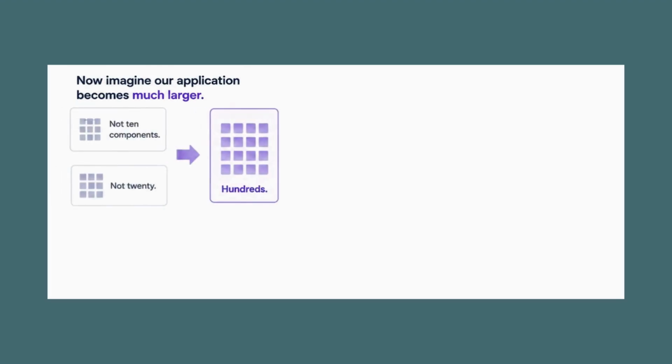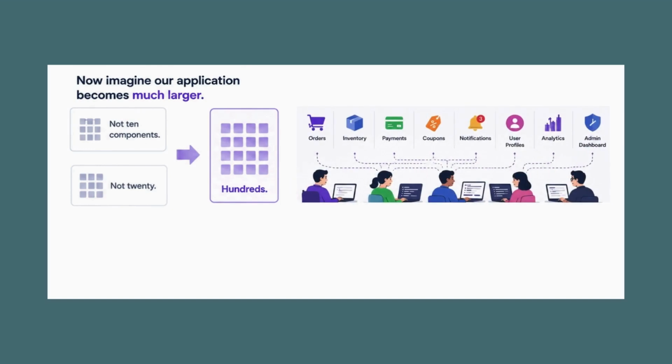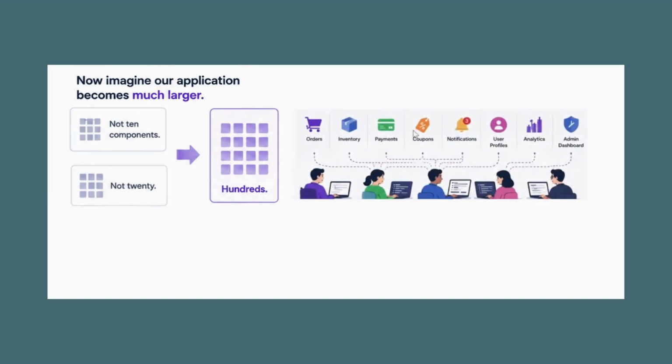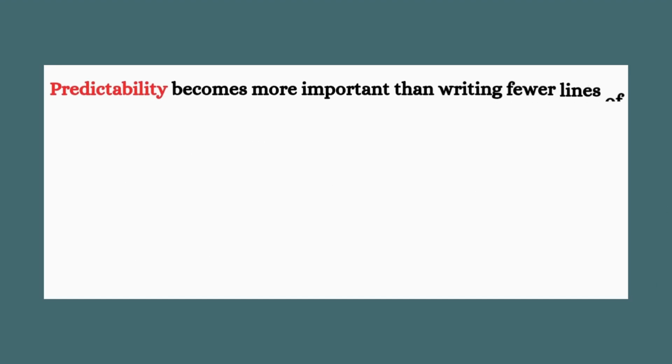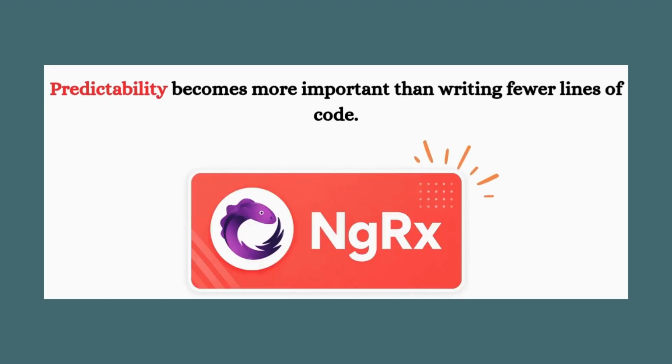Now imagine our application becomes much larger, not 10 components, not 20, but 100 components or more than that. Different teams are working on different features, orders, inventory, payments, coupons, notifications, and whatnot. Now ask yourself one question. When the cart changes, can you immediately answer who changed it, when was it changed, why was it changed? As applications grow, predictability becomes more important than writing fewer lines of code. And that's exactly where NgRx shines.